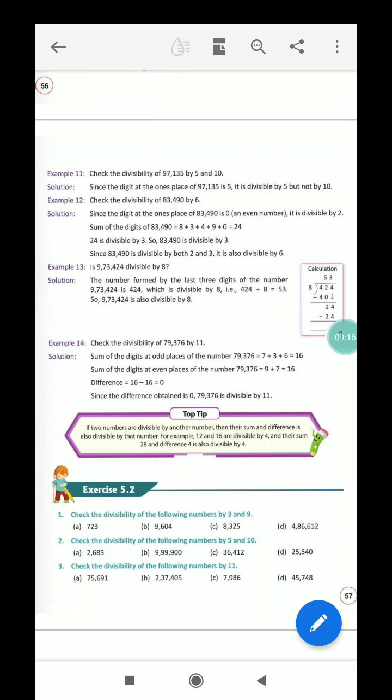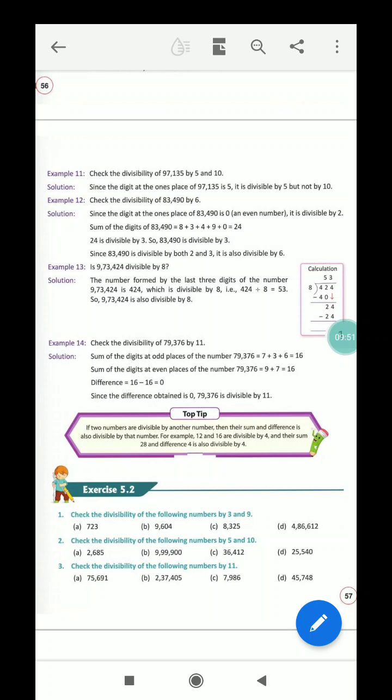Okay, now the sum of the digits of 83,490 equals 8 plus 3 plus 4 plus 9 plus 0, which equals 24. Therefore 24 is divisible by 3. So 83,490 is divisible by 3. Since 83,490 is divisible by both 2 and 3, it is also divisible by 6. That means the number is divisible by 6.